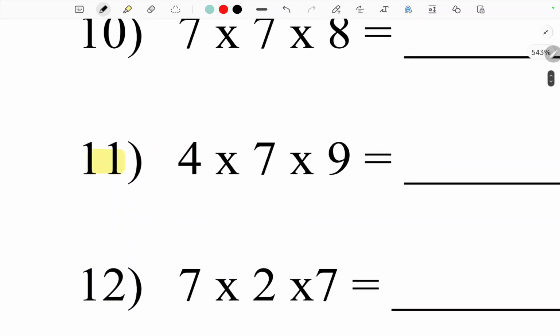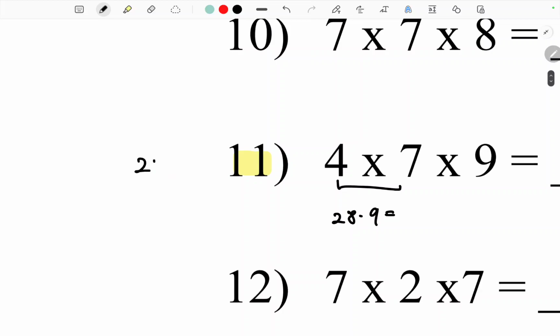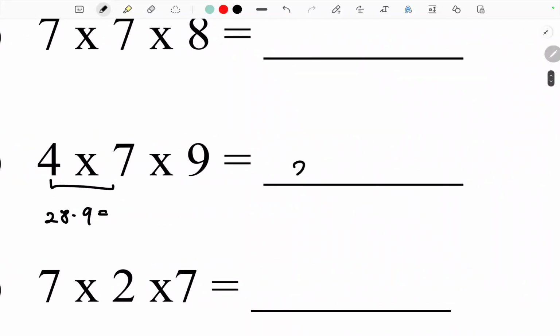Number 11. So I'll just multiply these two, which is 28 times 9. Okay, 28 times 9. 9 times 8 is 72. 9 times 2 is 18, plus 7 is 25. So this will be 252.